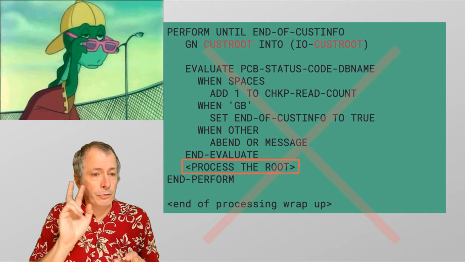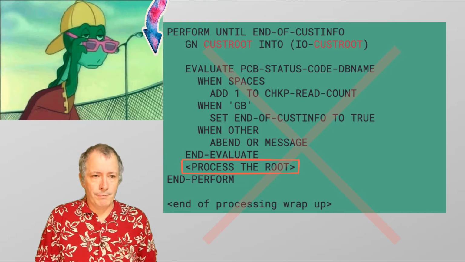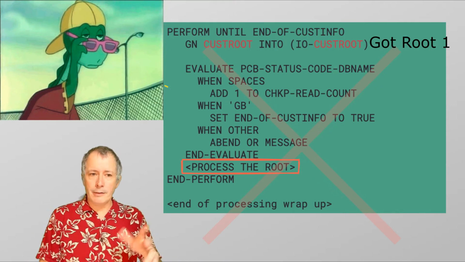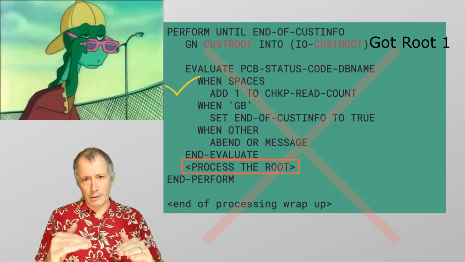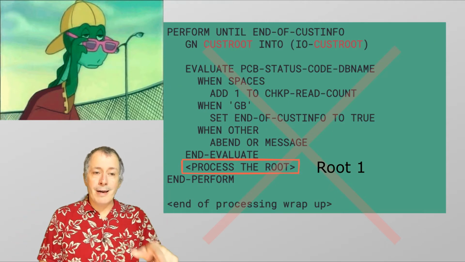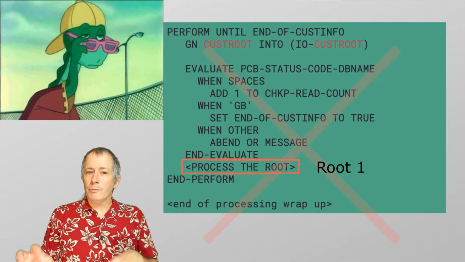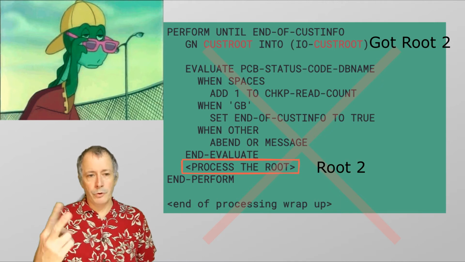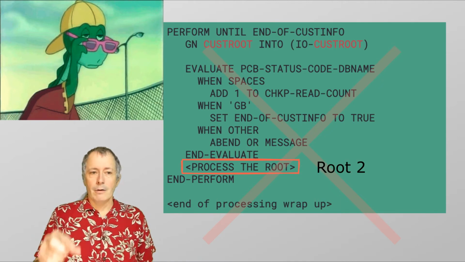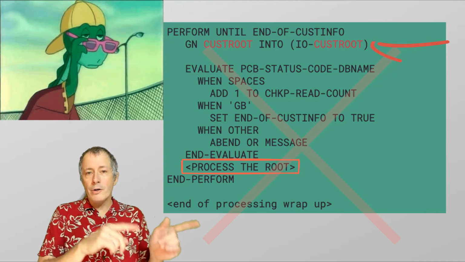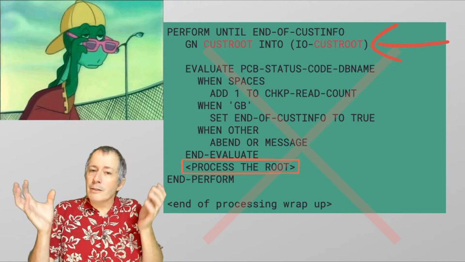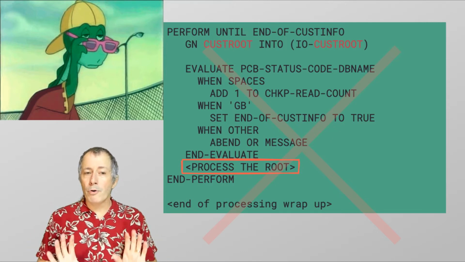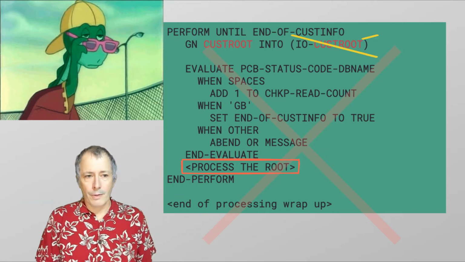Let's pretend there are 2 roots in the database. So enter the loop. Get next custroot, which gets root number 1. Status code of spaces, add 1 to the checkpoint counter, process root number 1. Loop again. Get next custroot, gets root number 2. Status code is good, process root 2. Loop again. Get next custroot. There's not another root in the database. End of database is reached. IMS returns the status code of GB and does not put any data in the I/O area.